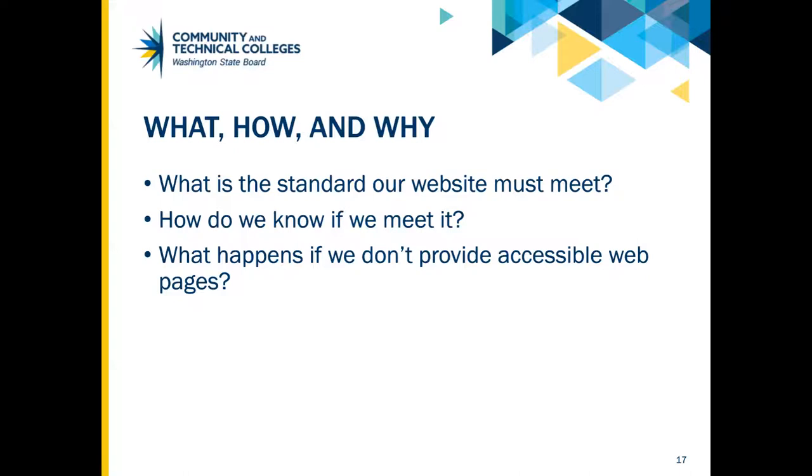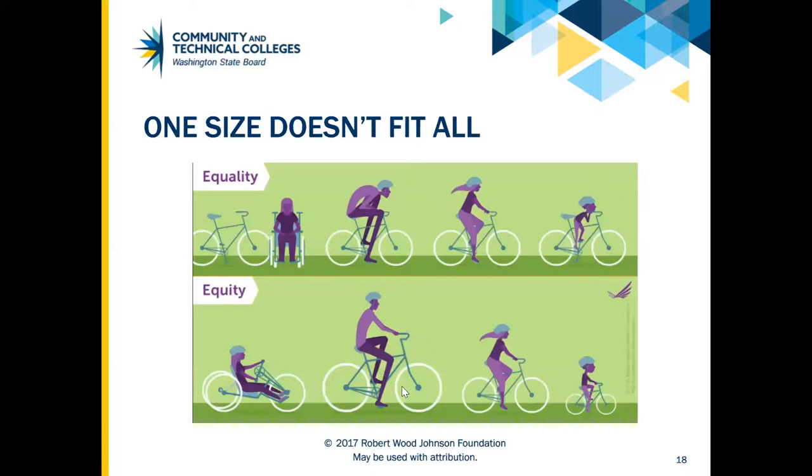To make our web content accessible, we need to understand our users and how they consume our content. We must be aware of the roadblocks we may create and how that affects them. The illustration on your screen shows that one size does not fit all. A standard bike does not work for someone in a wheelchair or for tall or small people. By making modifications to the bike, it works for everyone. We can do this with our web content as well. We need to be aware of our users and what their needs are in order to provide content that works for them. Next slide.